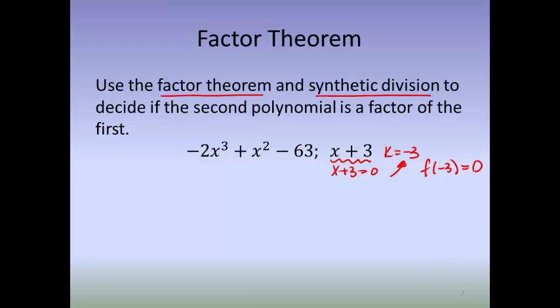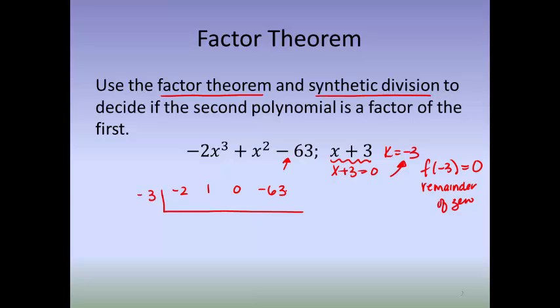So is it when we substitute it in that we get a remainder of 0? And that's when we use synthetic division. So that's our plan. We go through -3. We use our coefficients. I am missing a term here, so I have -2 and 1, 0, and -63.